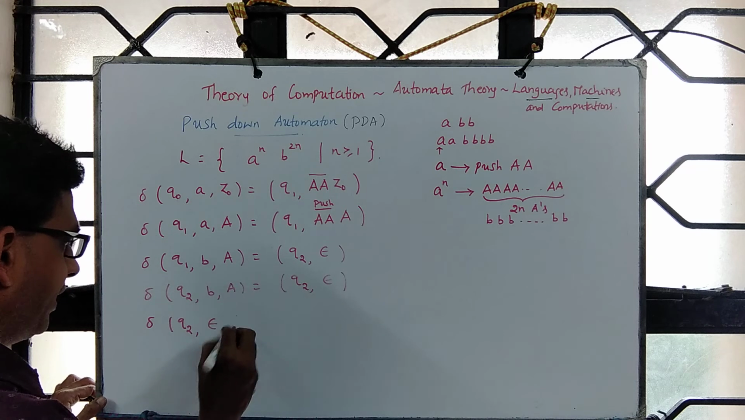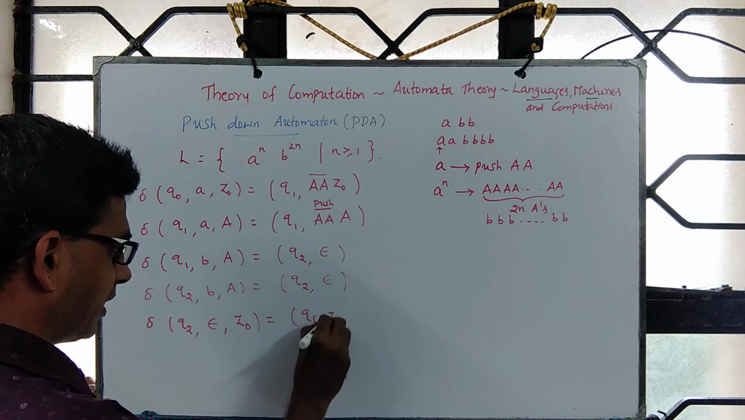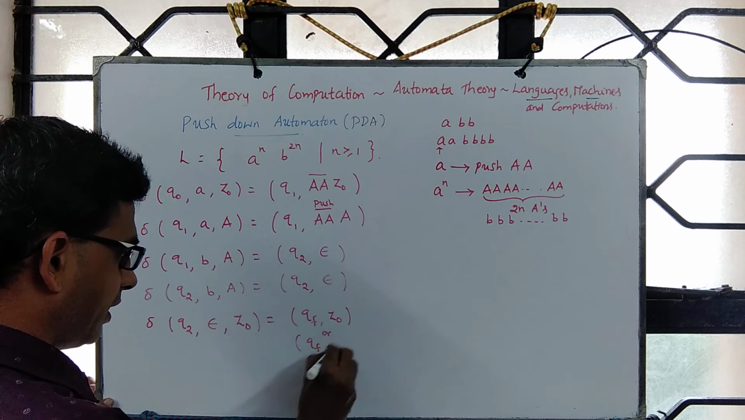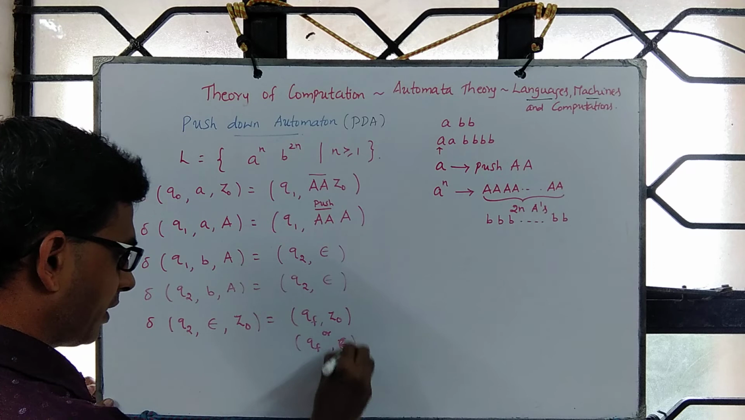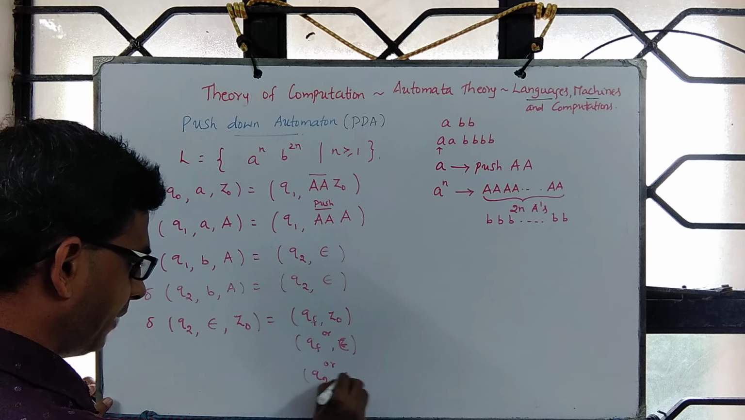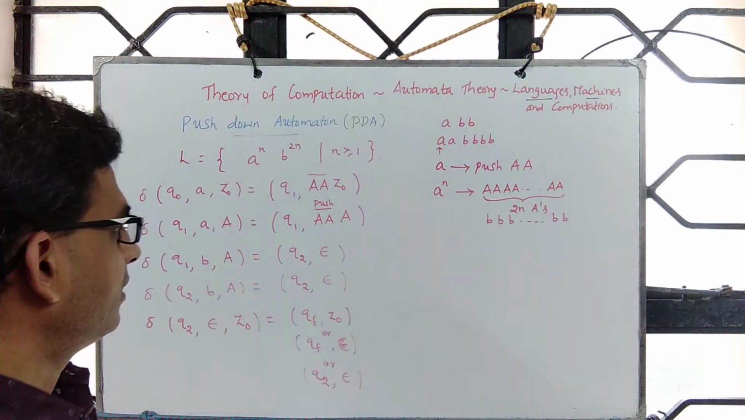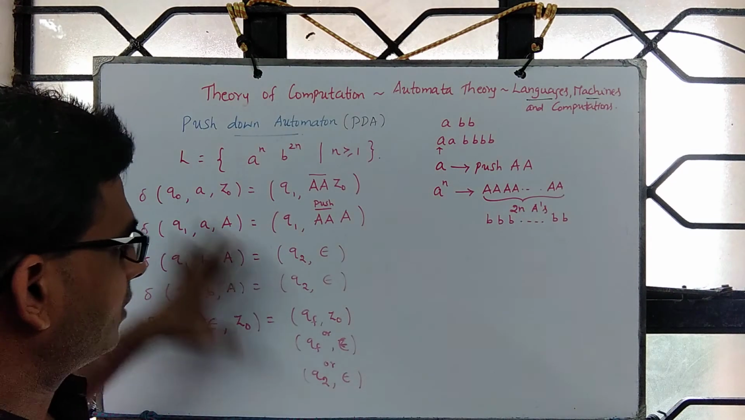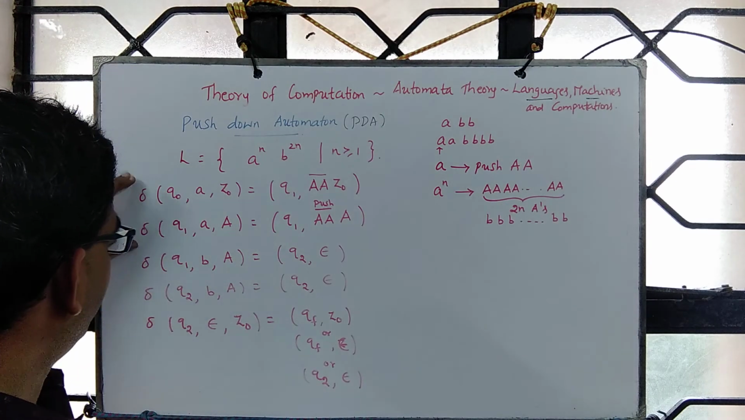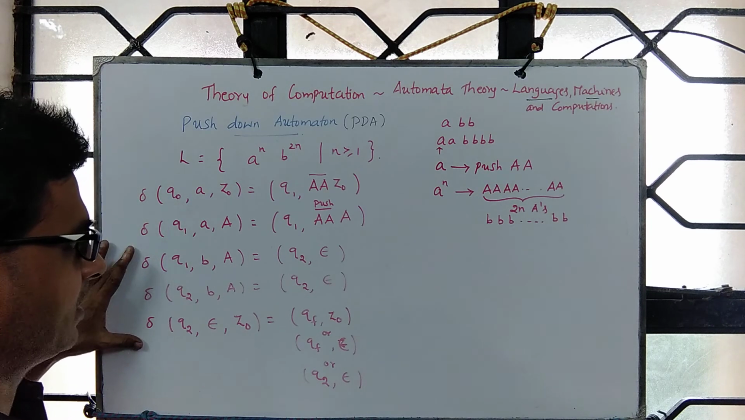At the end of this, we are in q2. The input tape is empty. The stack contains Z0. You reach the final state and accept, or you can also empty the pushdown store and accept, or you can stay in the same state and empty the pushdown store and accept the string. Fine. So now this clearly tells you that a power n, b power 2n can be represented using these two: push followed by pop, and accept.